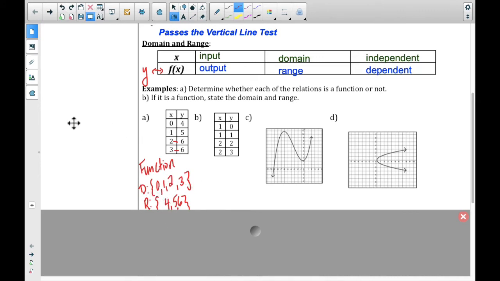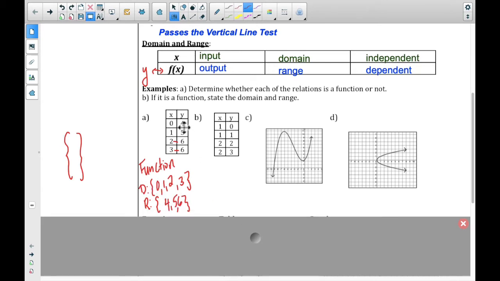My braces aren't totally pretty right here. I tried to make them a little bit better over here. They're the braces that look like that. I just had to kind of squeeze them in that space. Okay, so table A does represent a function because every x has only one y.